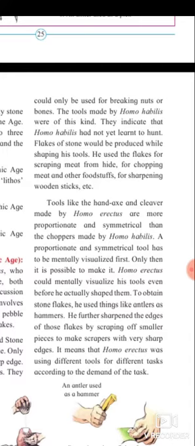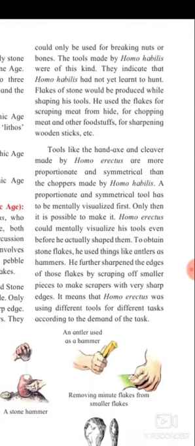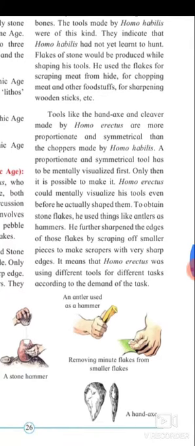Tools like the hand axe and cleaver made by the Homo erectus are more proportionate and symmetrical than the choppers made by Homo habilis. A proportionate and symmetrical tool has to be mentally visualized first. Only then is it possible to make it. Homo erectus could mentally visualize these tools even before he actually shaped them.